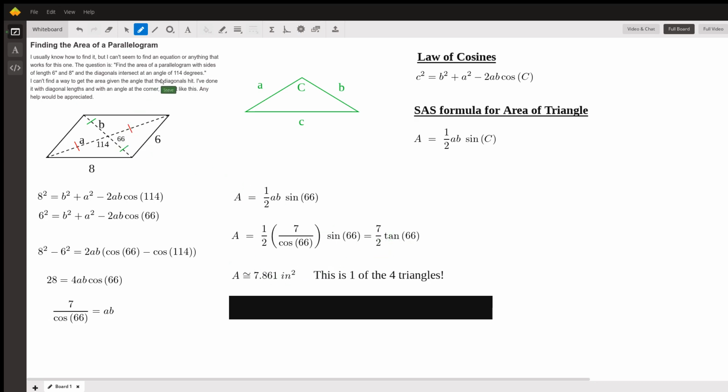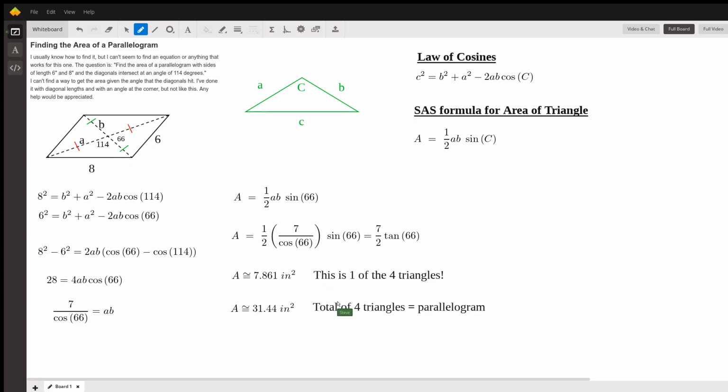And notice that these were given in inches. So inch times inch would be inch squared. So when I go 7/2 of tangent of 66, I get 7.861 square inches. However, this is not your answer. This is the answer of one of these triangles, either this triangle or this triangle. They are equivalent. And so basically what we need to do is multiply that by 4 to get the total of all 4 triangles, or hence the total area of the parallelogram.